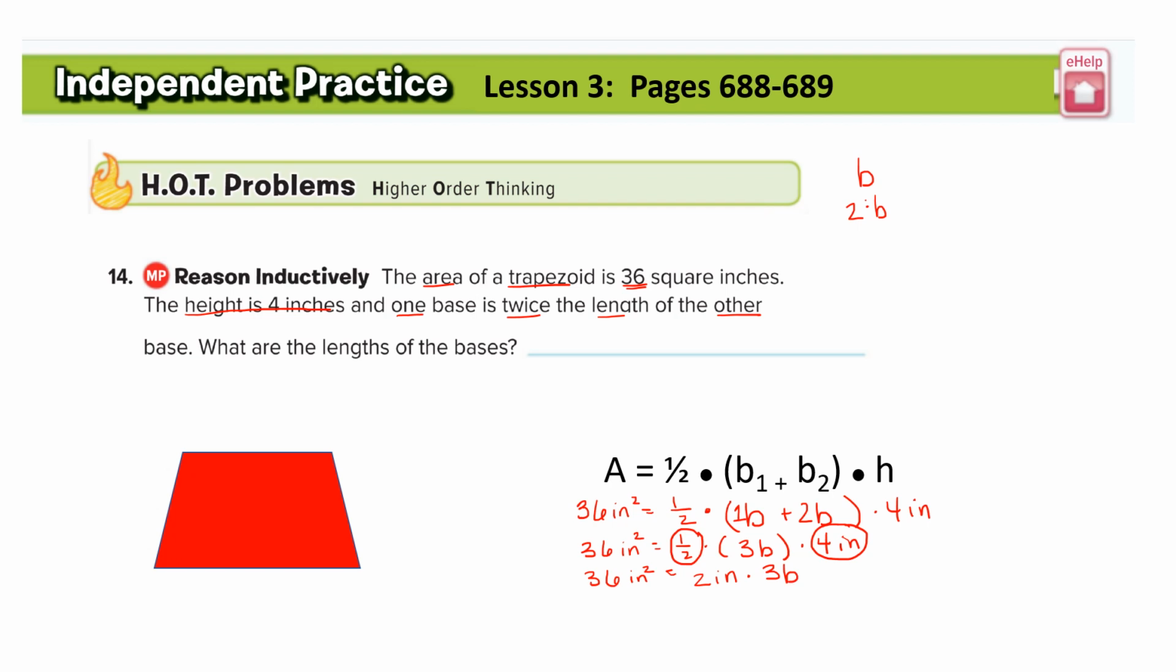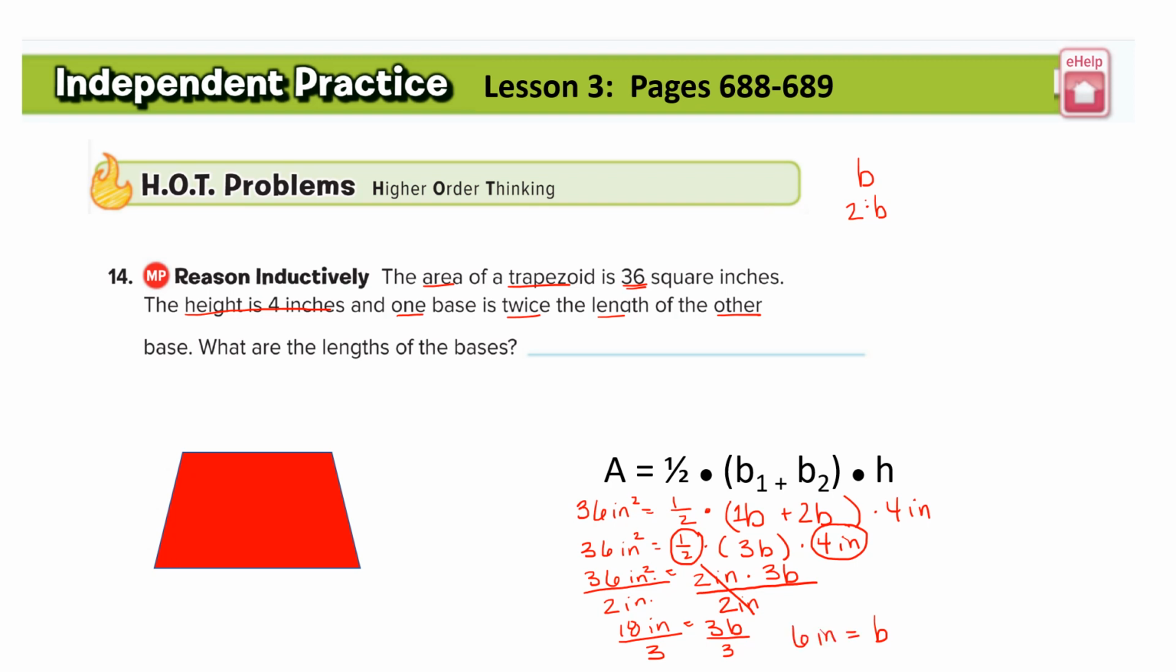I could multiply 2 times 3 here, but I'm not going to because it's just a better visualization if I don't do that right now. I'm going to divide by 2 inches and divide by 2 inches. 36 divided by 2 is 18, and inches squared divided by inches is just inches. Those cancel each other out, and that's 3B. Now I'm going to divide by 3, divide by 3, and I get that B equals 6 inches.